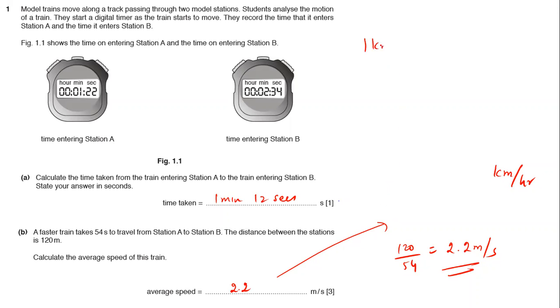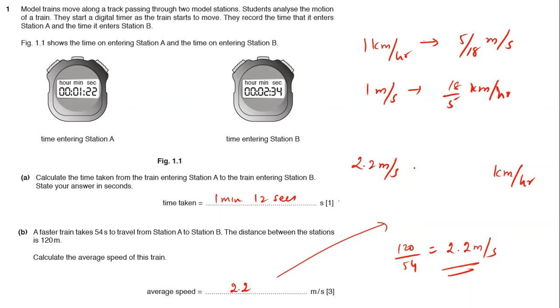See, remember, 1 kilometer per hour can be converted into meters per second as 5 by 18 meters per second. So if I am given meters per second, then I should get this as 18 by 5. 1 meter per second is 18 by 5 kilometers per hour. Is this clear? Okay. So therefore, when I have 2.2 meters per second, it will be 2.2 multiplied by 18 by 5 kilometers per hour. So what is the answer you get here?